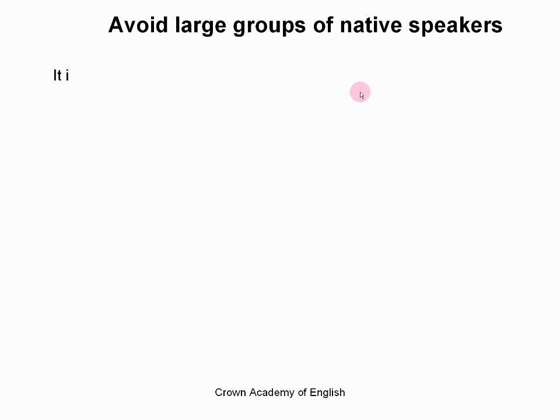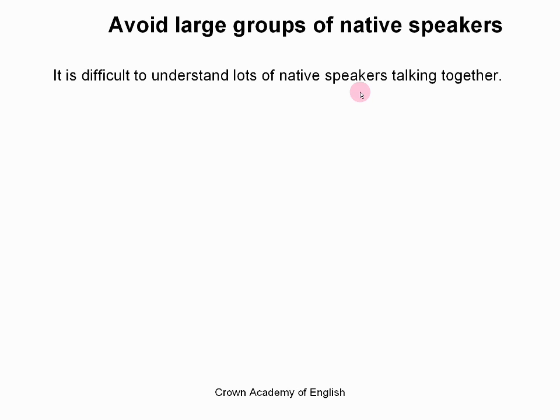Avoid large groups of native speakers. It is difficult, very difficult, to understand lots of native speakers talking together. Okay, so try to meet very small groups of native speakers. It is much, much easier. The worst situation you can have is to go to a party, maybe at a bar or a pub or a restaurant, and you're sitting at a table and there are 10 native speakers. It is very, very difficult and very, very tiring for you to try to understand, because they will be talking quickly, informally, with slang and lots of jokes, lots of cultural references that you do not understand.